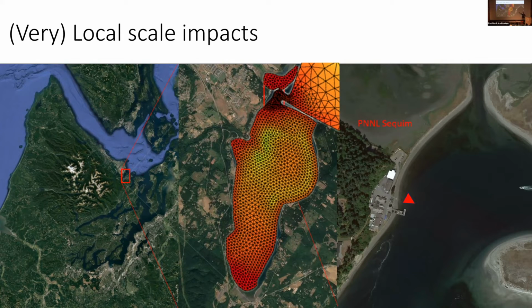Also, this little triangle here, that's one grid cell, and we have some modeling work that is even going below that spatial scale. So we have subgrid scale modeling, really to try to plumb the local scale impacts.